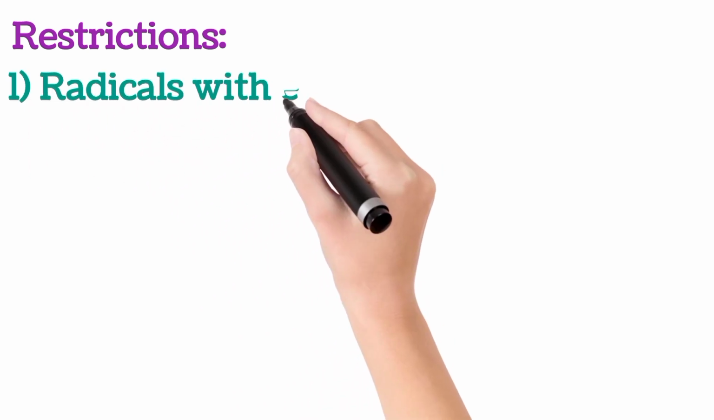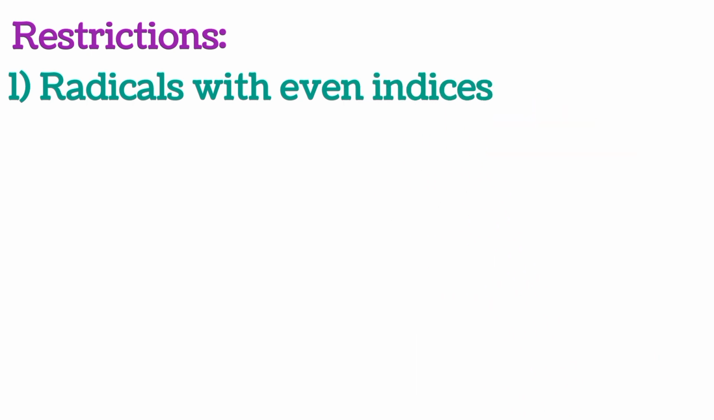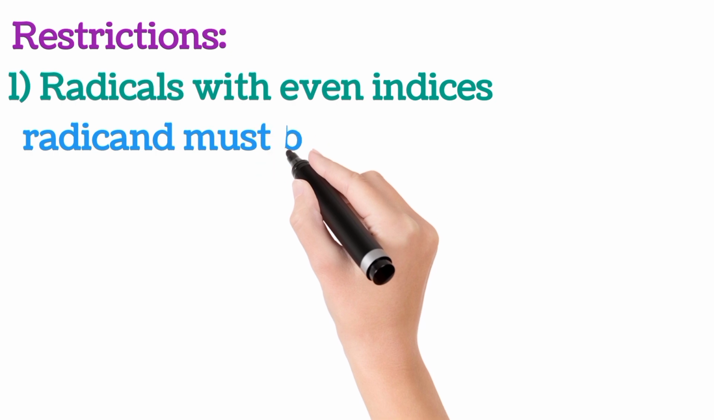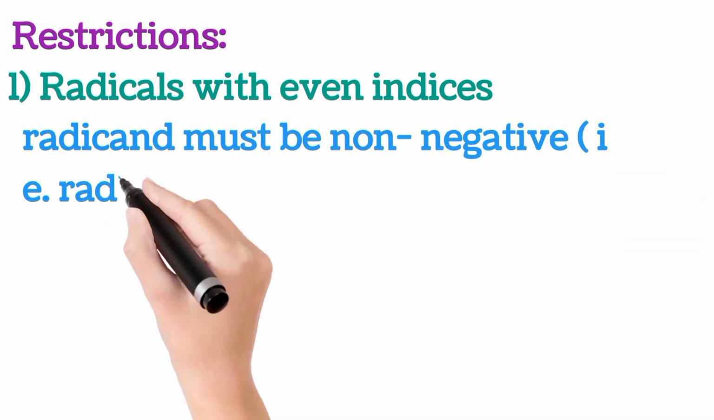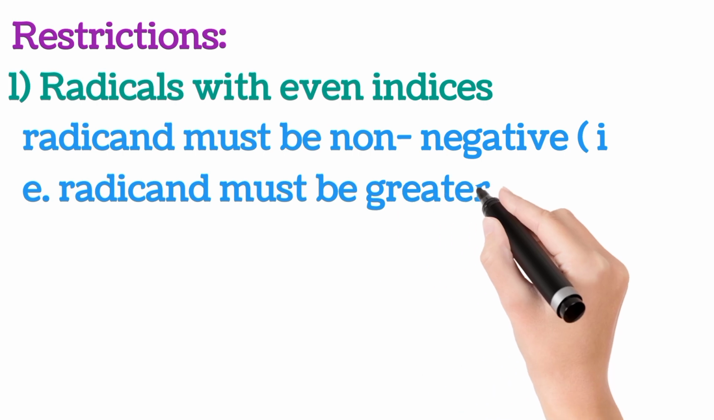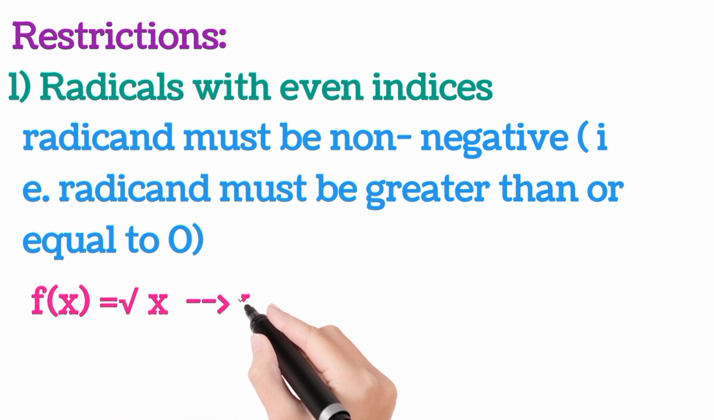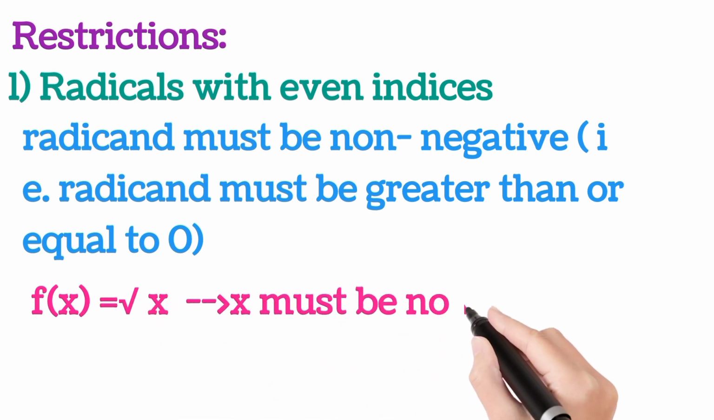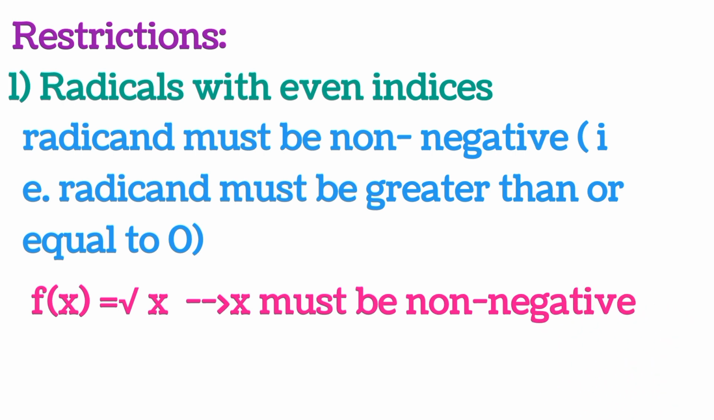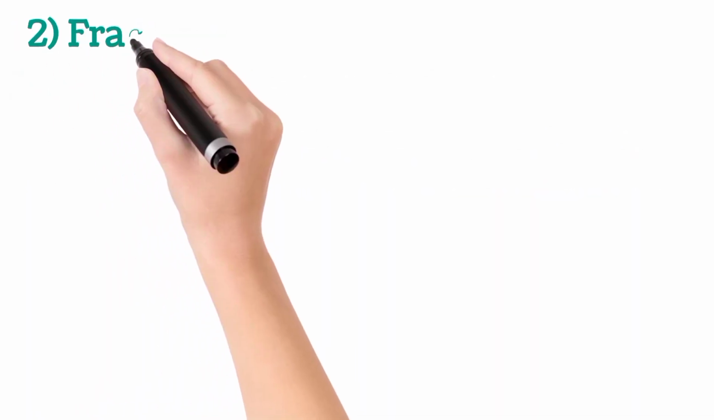But there are some restrictions while finding the domain and the range of functions. Number 1, radicals with even indices. If in the function we have a radical with even indices, then the radicand must be non-negative, that is, the radicand must be greater than or equal to 0. For example, f(x) = square root of x, then x must be non-negative, because if x is negative, then this number will become imaginary and the function f(x) will become undefined. So it's necessary that the value in this square root should be greater than or equal to 0.